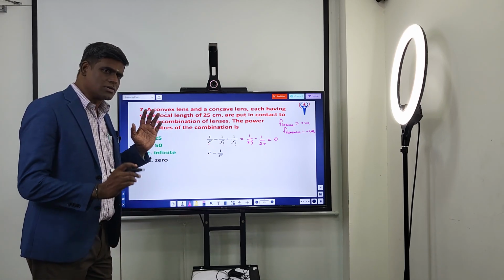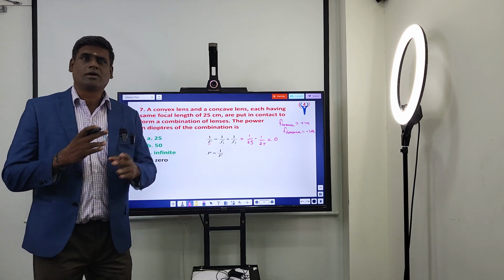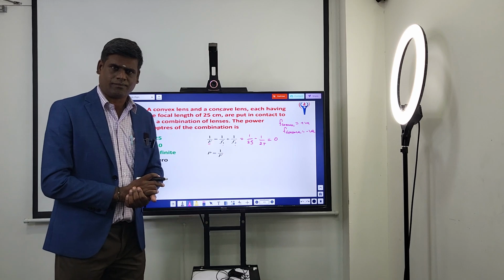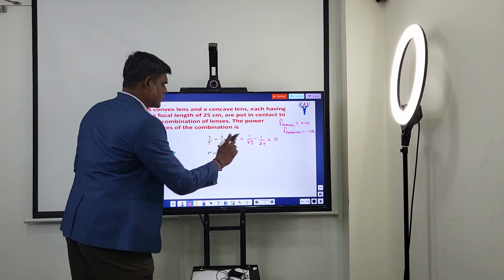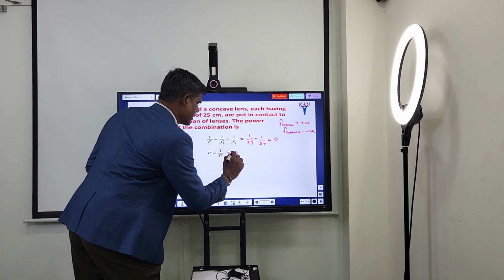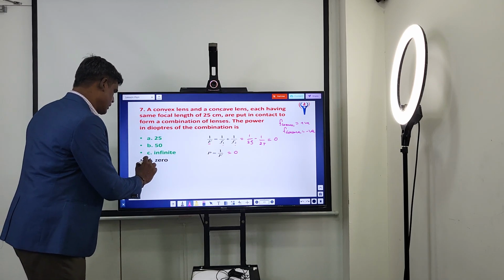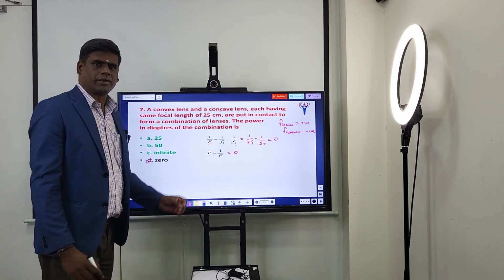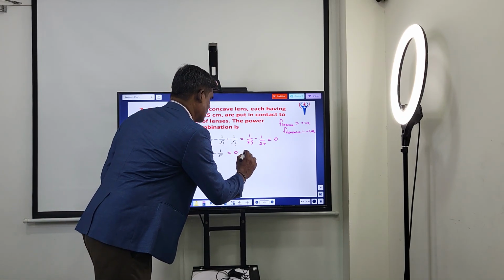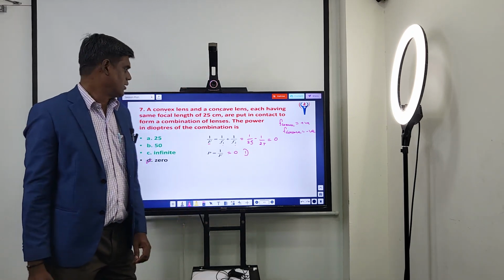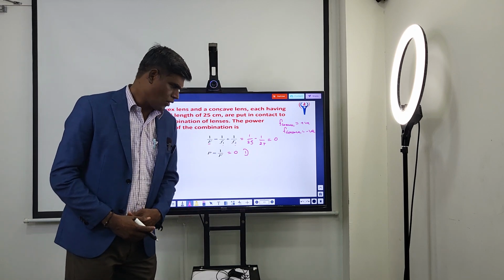Now, what is the relation between power and focal length? Power of the lens is the reciprocal of the focal length, so P equal to 1 by f. 1 by f equal to 0, so substituting directly, power of the lens is just 0. So option D, that is power equal to 0 diopter. The unit of power is diopter, so power equal to 0 diopter is the correct option.